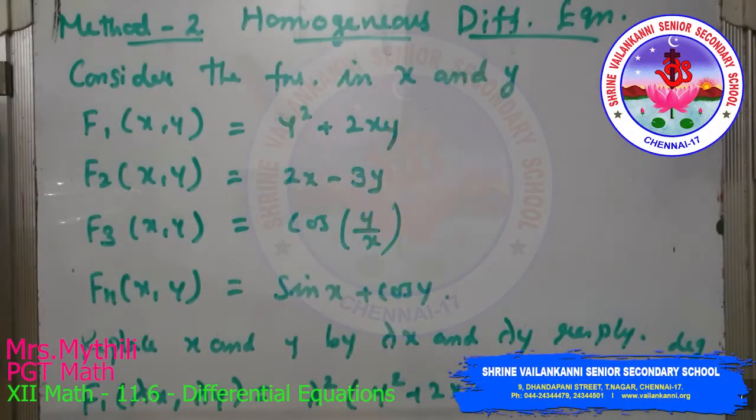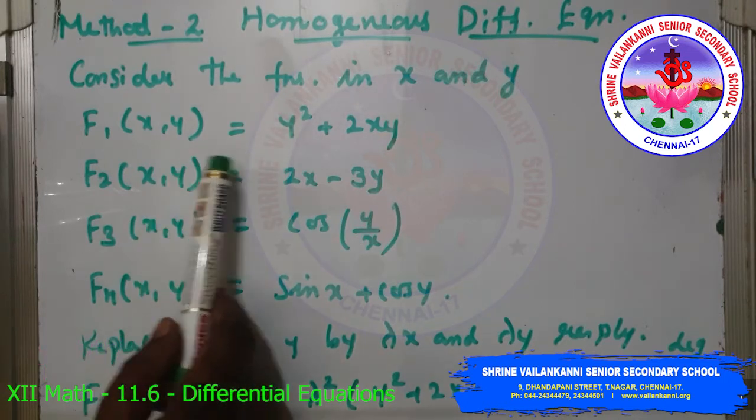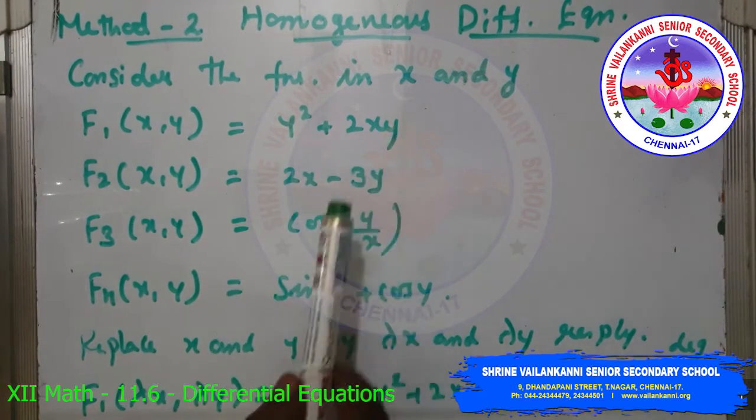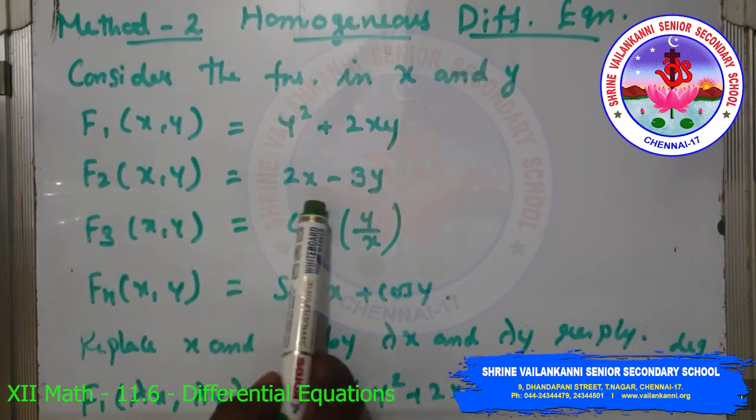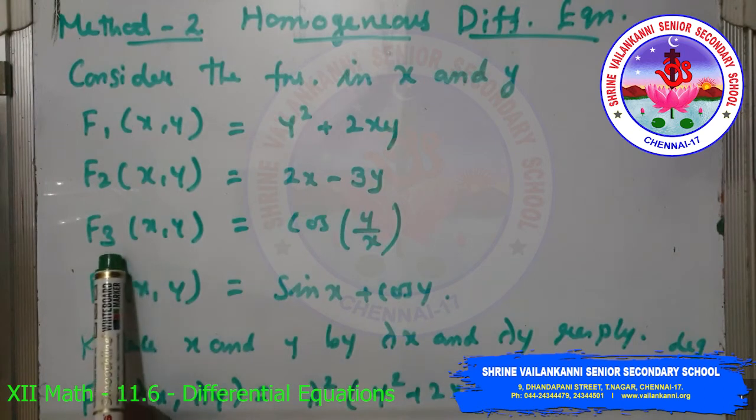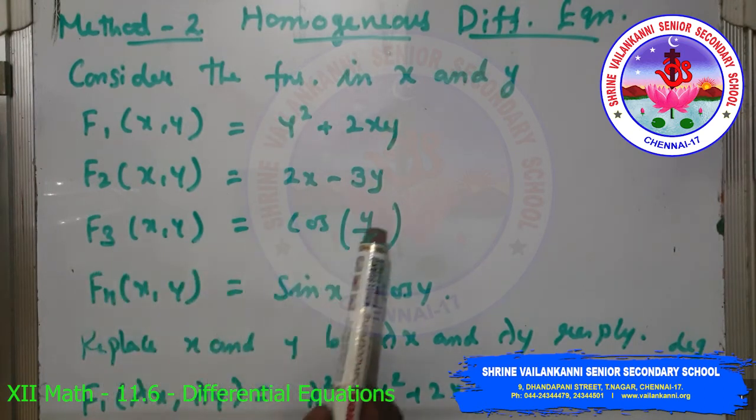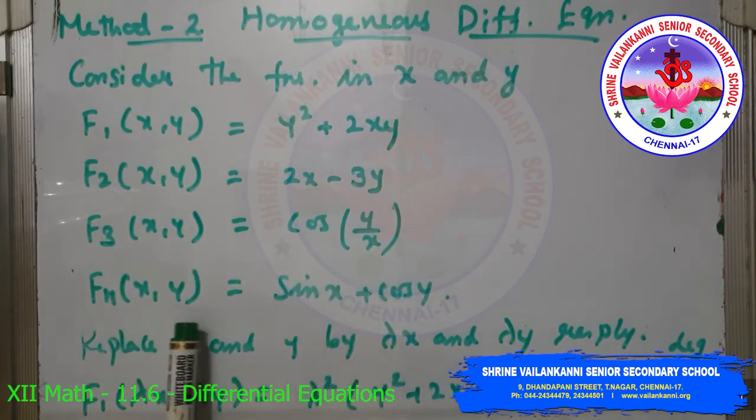Welcome children. The second method of solving first order first degree differential equation is homogeneous differential equation. So consider the following functions in x and y. f1 of x comma y, which is y square plus 2xy. f2 of x comma y, which is 2x minus 3y. f3 of x comma y, which is cos of y by x. And f4 of x comma y, which is sin x plus cos y.